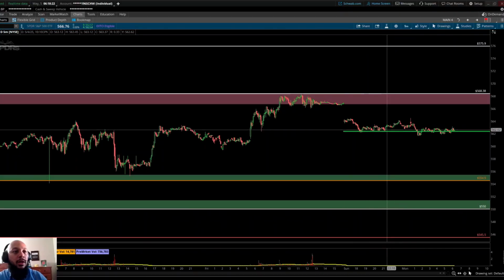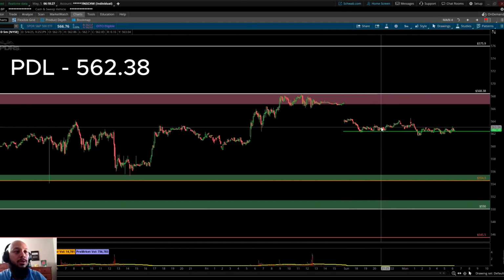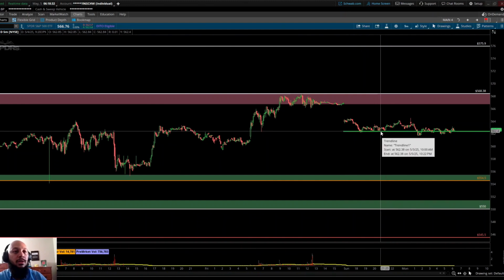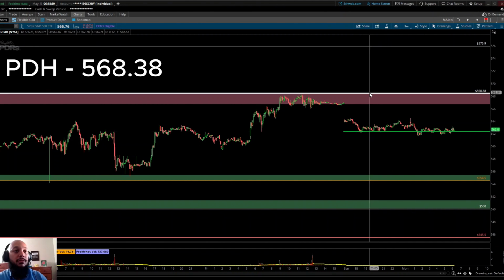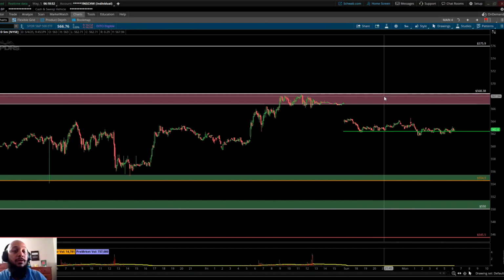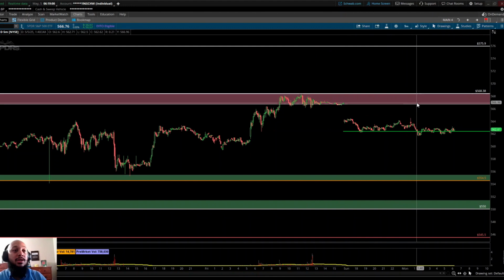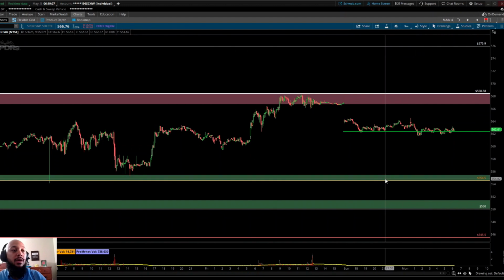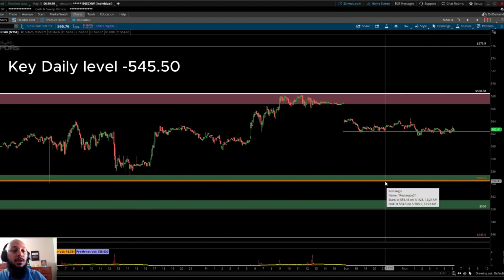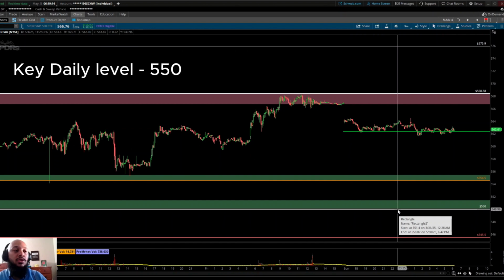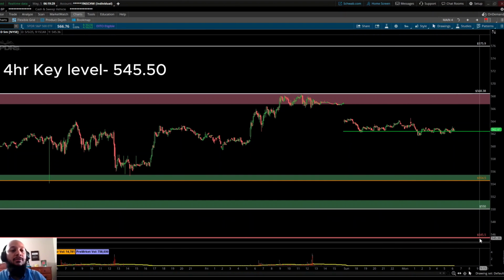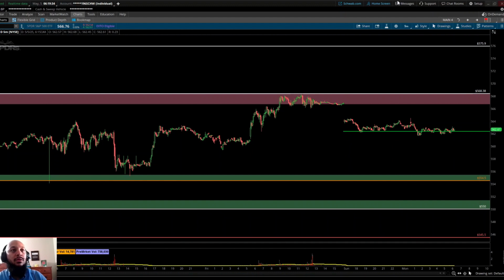So this green line here is the previous day low, which is 562.38. The high of the day is 568.38, but this is also a weekly key level of 568.38, which again is also the previous day high, which is an additional confluence when price action comes up there on either a break and retest or a reject. We have down here 554.50, which is a daily level. 550, that's a very strong level. And then I have a 545.50 4-hour level.